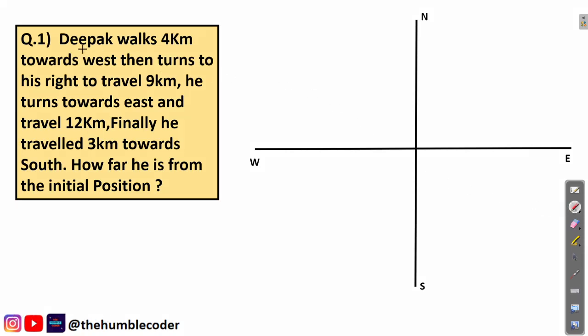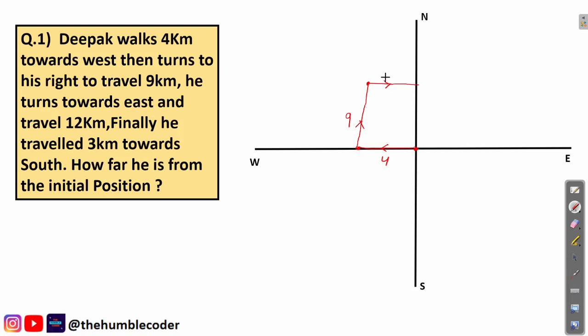So we have this question as: Deepak walks 4 kilometers towards the west. Suppose Deepak is right now at this point and he walks 4 kilometers towards the west. So Deepak is right now at this position. Next he turns to his right and travels 9 kilometers. So right for Deepak would be in this direction. So he travels 9 kilometers in the right direction and then he turns towards east. Suppose he walks still here and this is the east direction now. So he walks 12 kilometers towards the east.